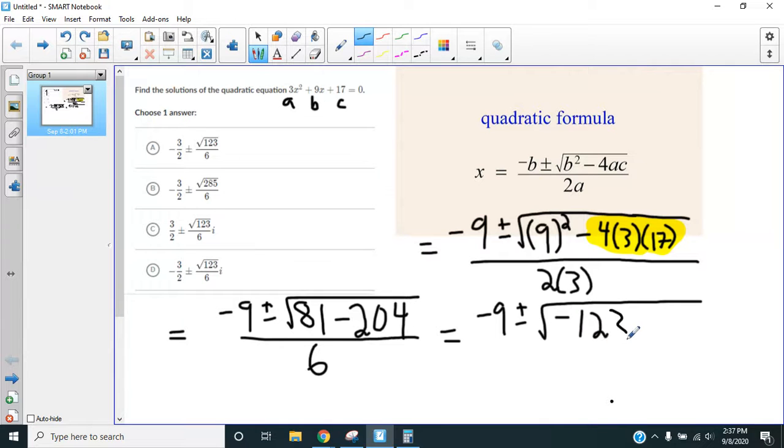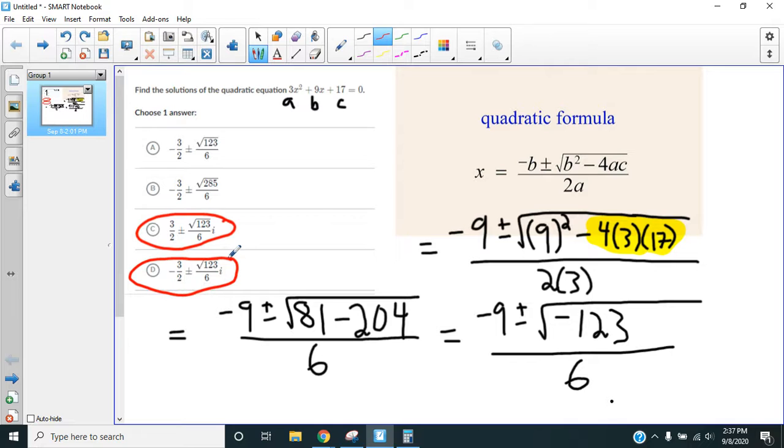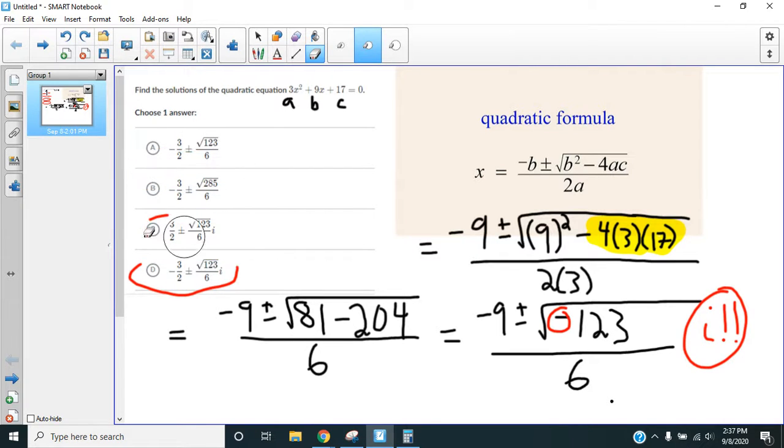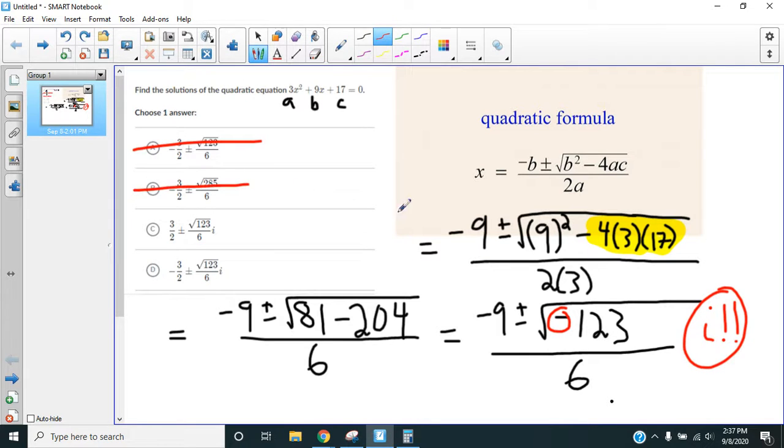Aha! We end up with a negative under a square root, which is what we've been talking about. If we have a negative under a square root, what does that tell us? What kind of answer are we going to have? Well, it better be one of these two. Because if this is negative, that tells us it must be imaginary. It can't be one of these two real answer choices. So let's erase some of this stuff here. Can't be A, can't be B.